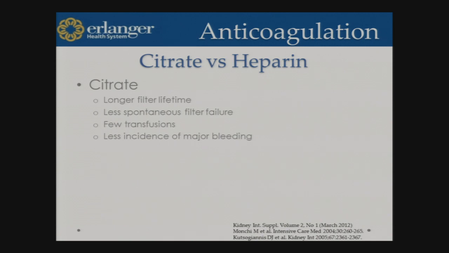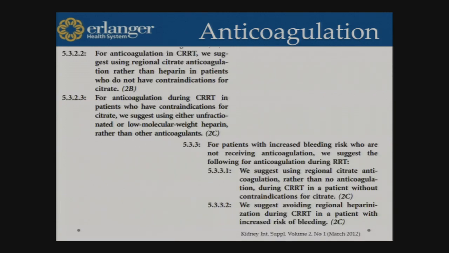Citrate has been studied, and they've looked at citrate versus heparin anticoagulation with CRT circuits, and most of the studies show that when using citrate, you have longer filter lives, less spontaneous filter failure, patients require fewer transfusions, and you've got less incidence of bleeding. No surprise there. But again, we can't use it for everyone. The KDIGO guidelines do recommend using citrate over heparin if patients can tolerate citrate. So as long as they don't have liver dysfunction or some other contraindication, citrate is preferred over heparin.